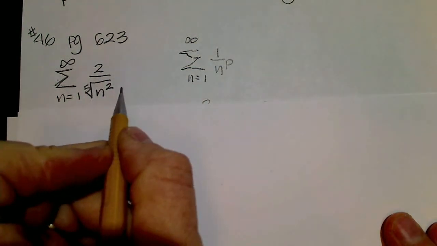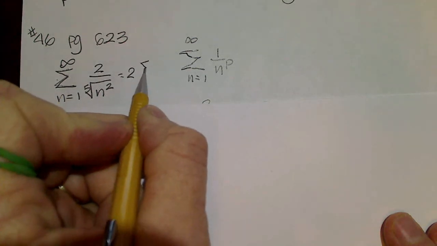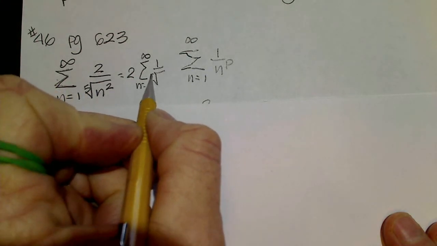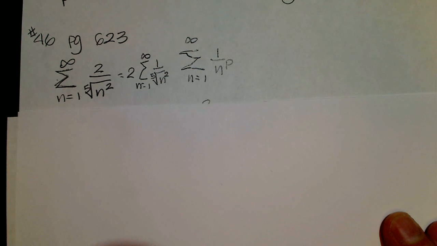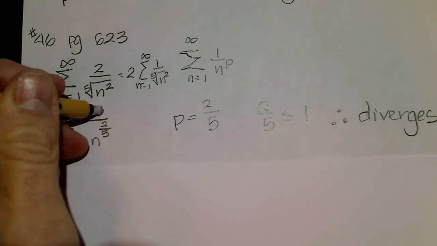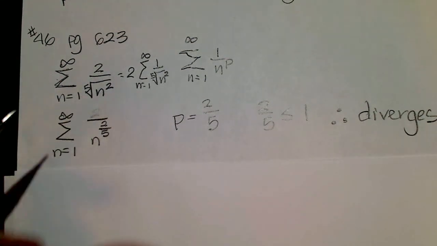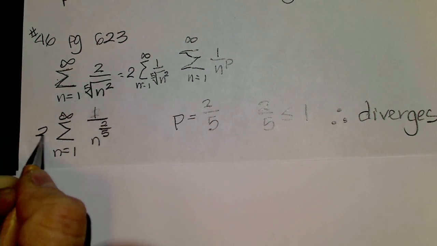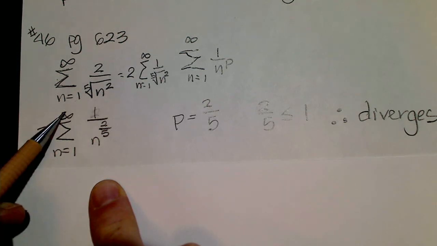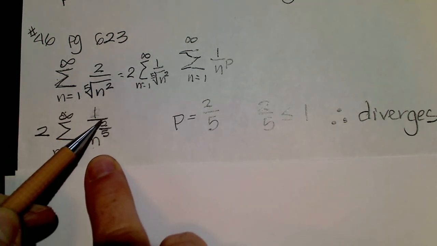Well, let's see. I need to get rid of that 2, don't I? So let's make this equal to 2 times the sum n equals 1 to infinity of 1 over the 5th root of n squared. Oh, and let me move that 2 out of there. So I can convert that to a rational exponent. And now I have my format, sum n equals 1 to infinity of 1 over n to the 2/5.